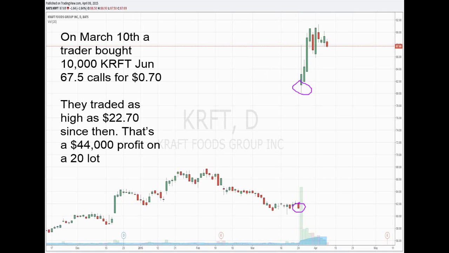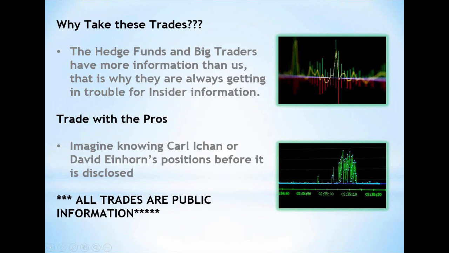What is more typical of returns on unusual options activity are returns like we're going to look at here in the next couple of slides. So before we jump into the actual trading plan here, meaning once I see an order, how do I take the trade, let's talk about and recap for a moment why we care about this order flow and why it's important. Well, hedge funds and big traders simply have more information than us. Okay, it's not necessarily to say that they know non-public material information. A lot of them do, right? A lot of them do.